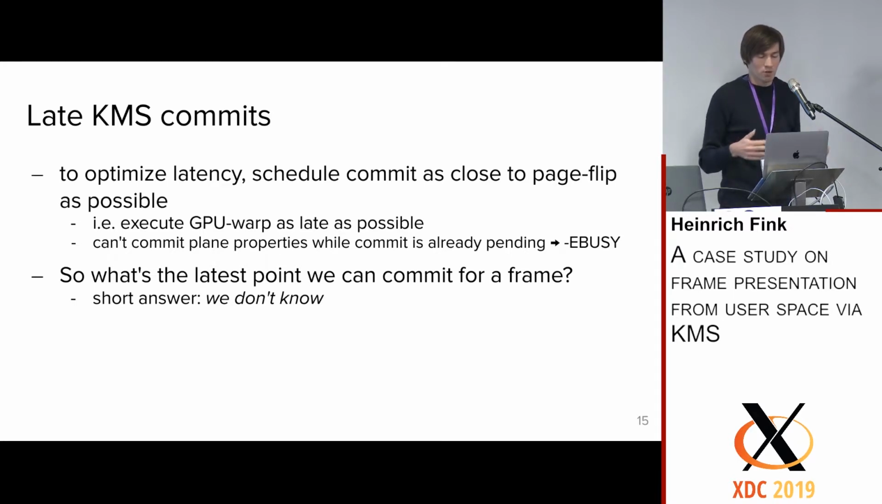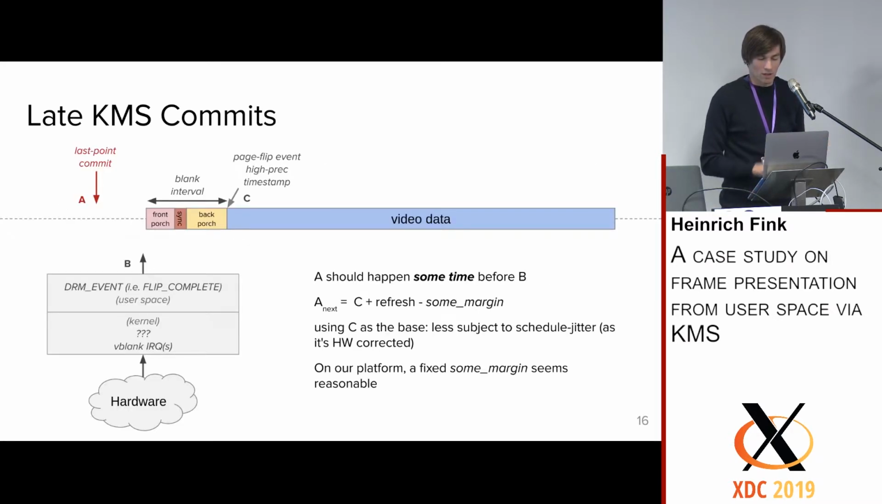You can't change the plane properties once they're committed, otherwise you get a busy error. And with that restriction, what is actually the latest point in time we can commit for a frame? And there's not really a good answer. I think what we did, and what other compositors are also doing, is, so in this graph, the point B is the time when you get the DRM event, and basically the last point to commit is sometime before that.